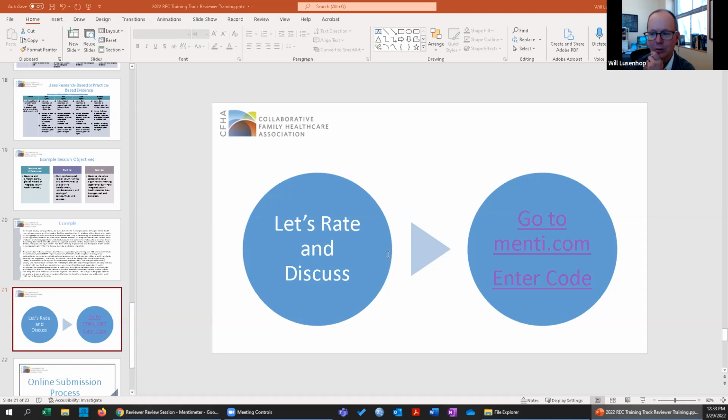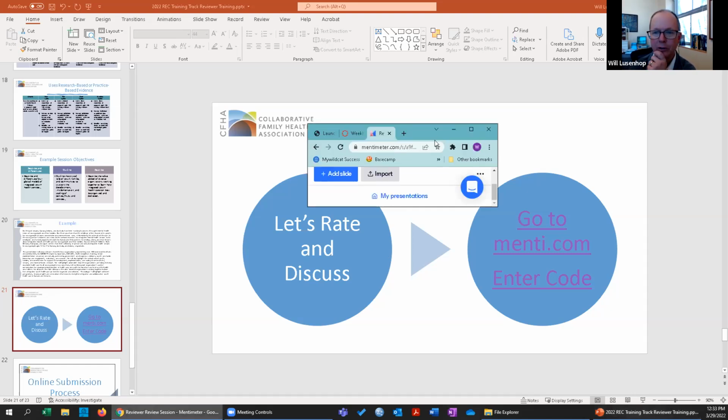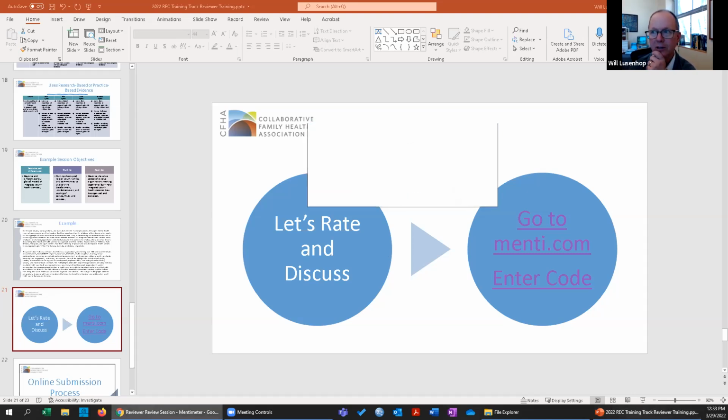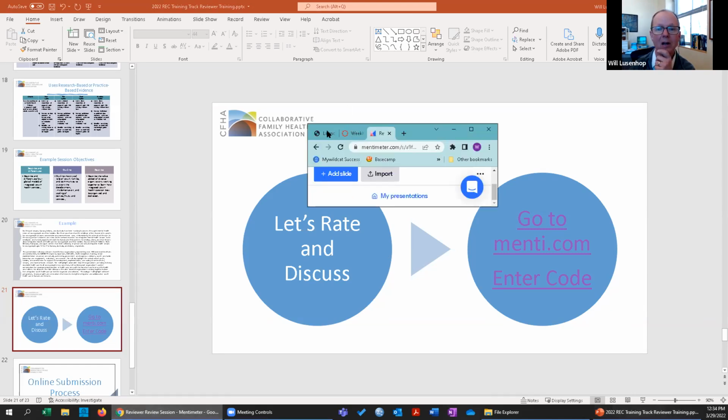And then you are going to enter this code: 83294719. I'm going to bring over this screen, not that screen. I'm going to bring over my other screen. One second. Here we go.